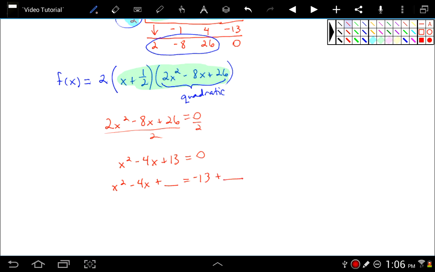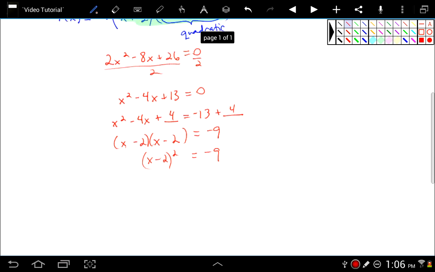And x squared minus 4x can be obtained by getting x minus 2 and another x minus 2, which makes this a positive 4. Negative 13 plus 4 is negative 9, so I have x minus 2 squared equals negative 9. By the way, I'm going through this really quickly because I'm assuming you already know how to do all of this. This isn't the point of the video, to teach you how to do this.